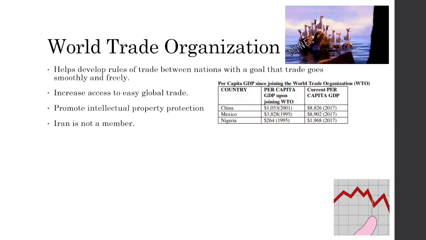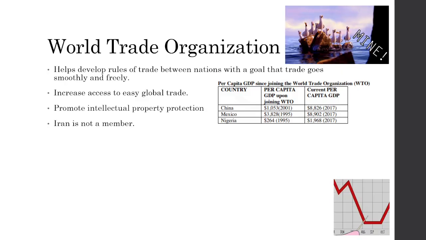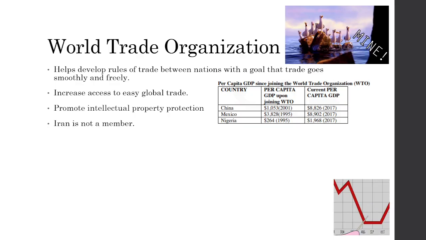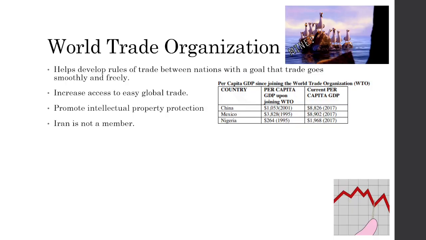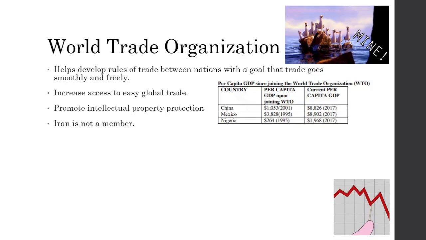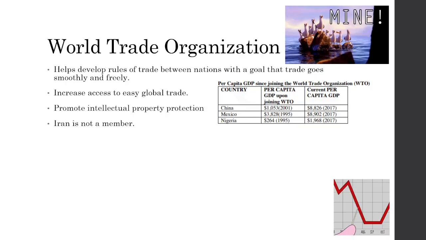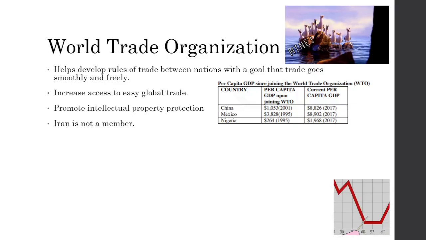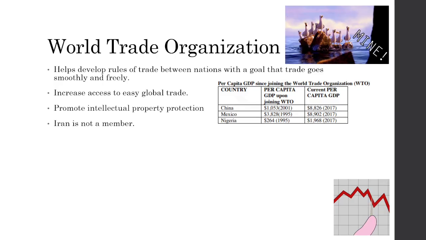Here's a graph, a chart, if you want to call it that, of the per capita GDP since joining the World Trade Organization for but 3 countries here. So China, Mexico, and Nigeria. And we can see here that in all 3 of these countries, GDP per capita has grown exponentially. And they are kind of recently new members too: Nigeria and Mexico in 1995, and China in 2001.